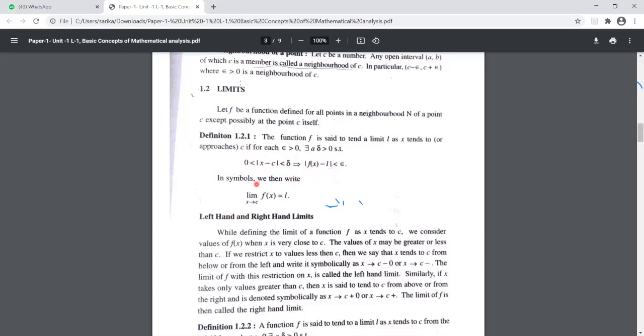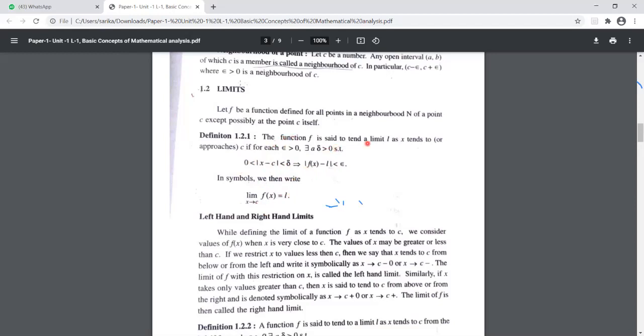In symbols, it is simple to write it like this: limit x tends to c, f(x) is equal to small l. Once again, I'll tell you about the limits.